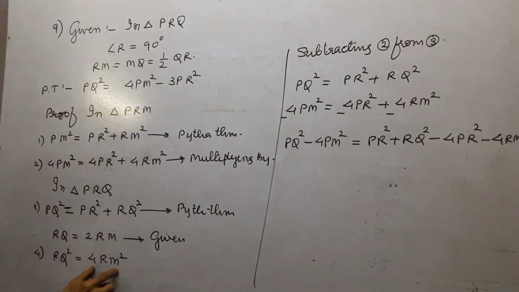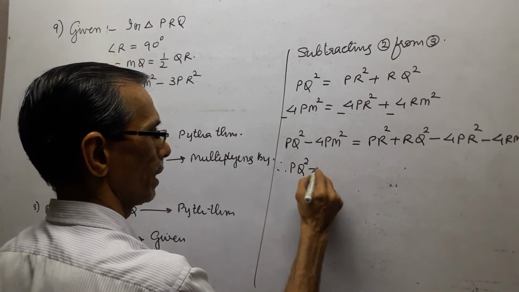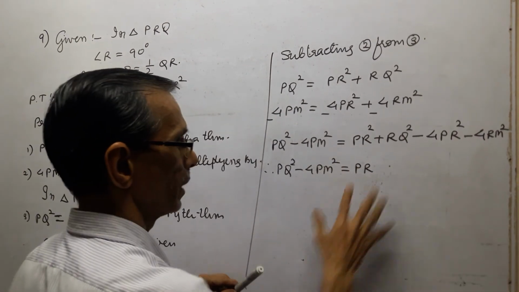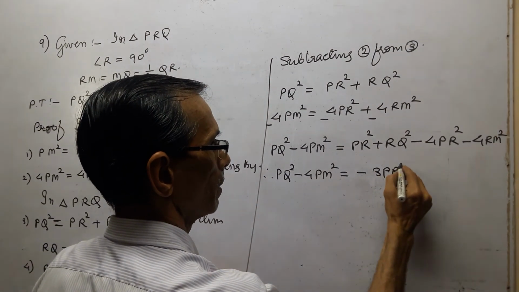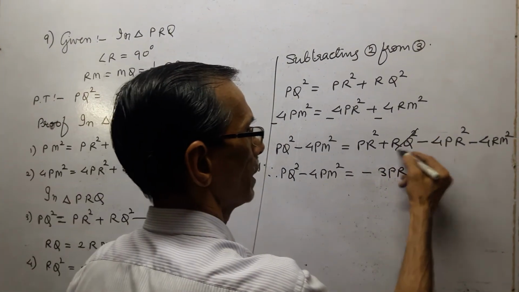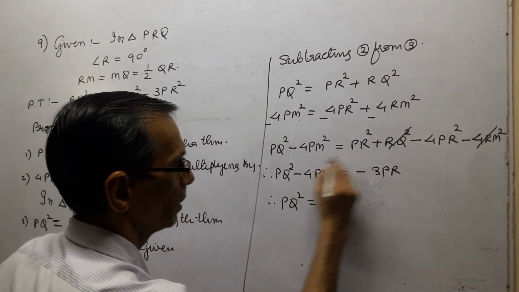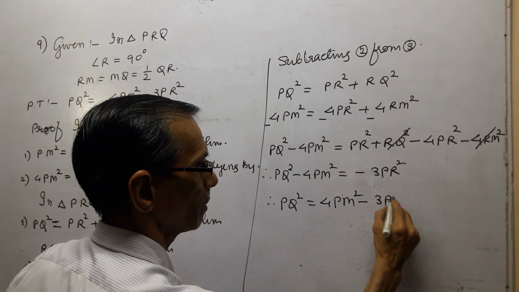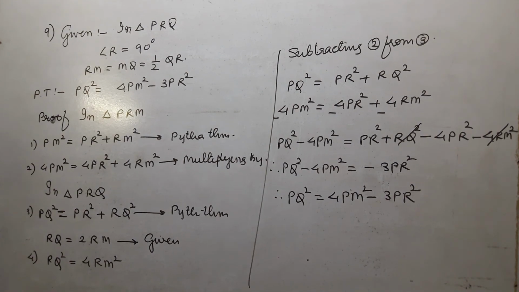But we know that 4 RM square equal to RQ square, and therefore they will get cancelled. PR square minus 4 PR square is minus 3 PR square, and therefore we get PQ square minus 4 PM square is equal to minus 3 PR square. So PQ square is equal to 4 PM square minus 3 PR square. Hence proved.